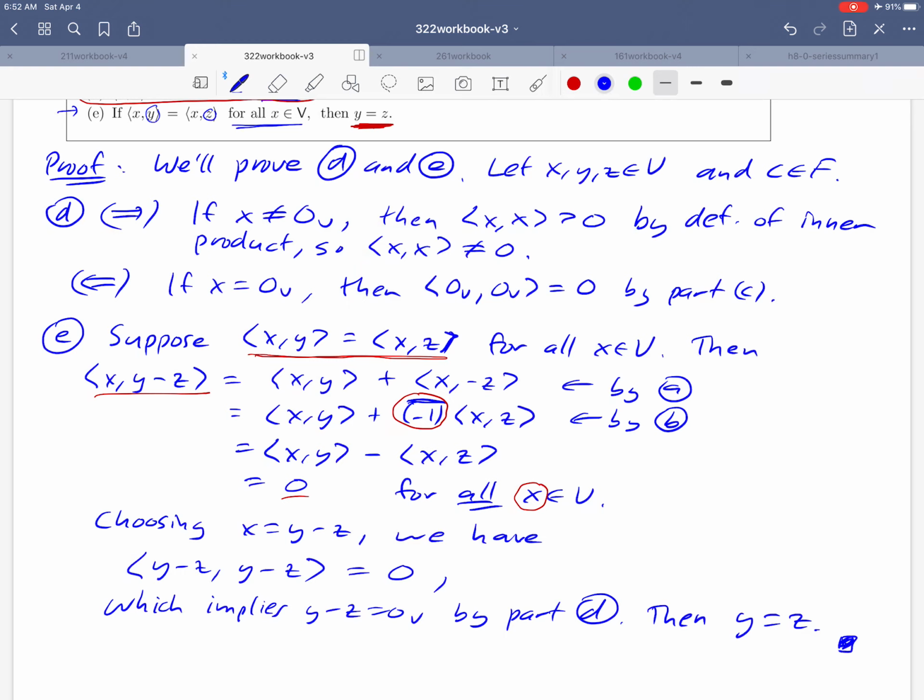Okay, so very interesting strategy that we did there, very indirect method. We wanted to prove that y is equal to z, so we proved that y minus z is equal to 0, and we did it in a very indirect way by proving that the inner product of the vector with itself is equal to 0. That gives you a little bit of an illustration of some of the techniques that you use in inner product spaces.